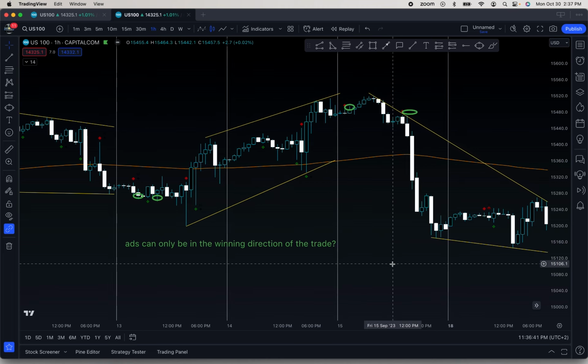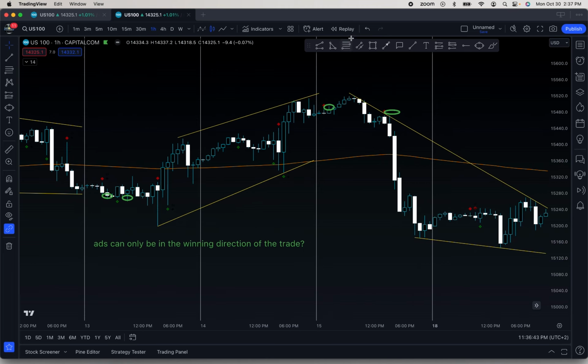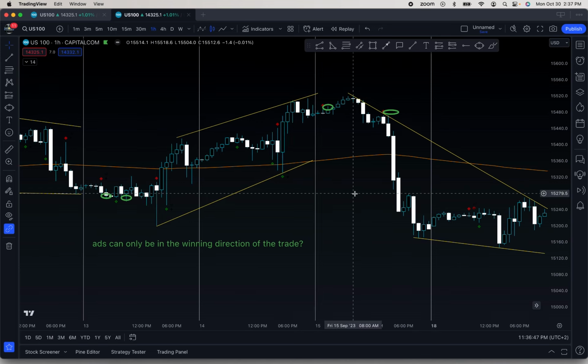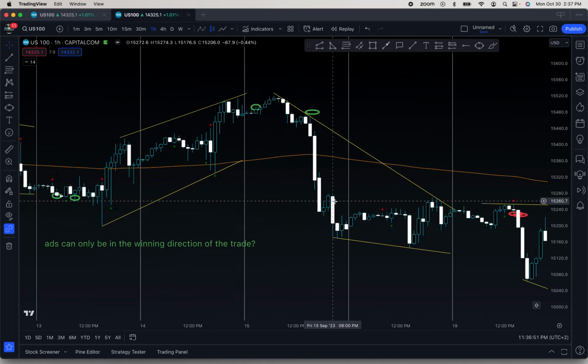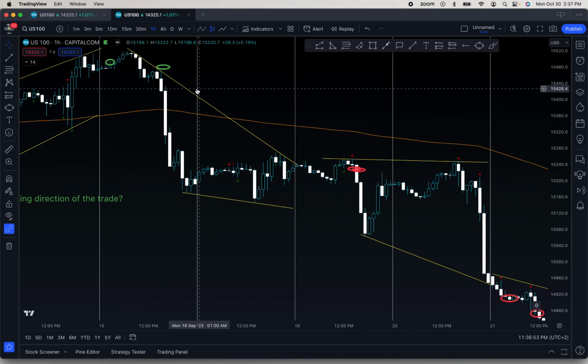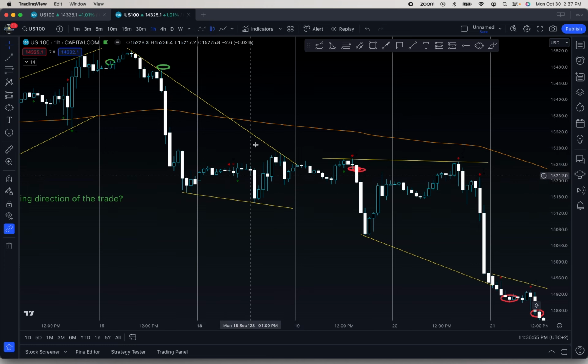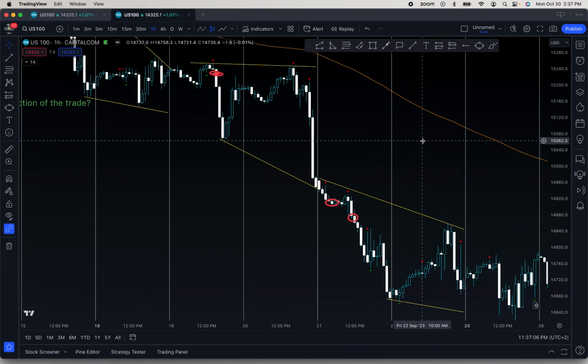So anyways, that's kind of the idea. Long here, probably get stopped out. Lower low, lower high, below the MA. Two shorts here, gets a sweet drop. Doesn't hit the stop loss up here, and gets another sweet drop.